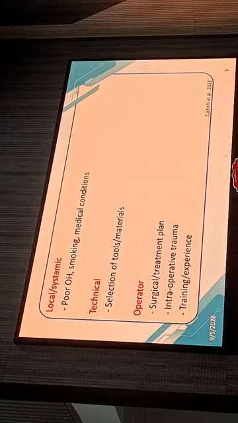And there are other technical factors, such as selection of tools and materials. In standard conventional periodontal treatment, there are only a few tools that you can use, so it's not a big significant factor. And then there are also the operator factors. I think a big part of it is experience, so you learn from your previous mistakes or from problems that have arisen.